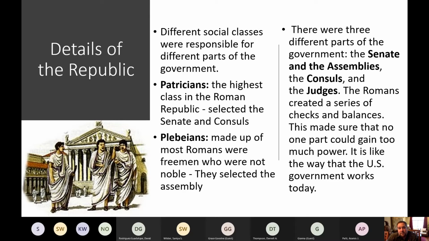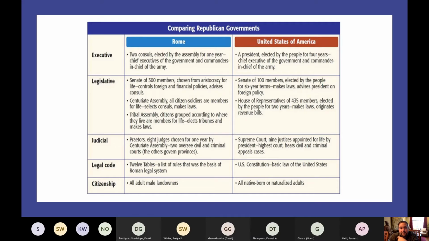There were three different parts of the government: the Senate and the assemblies, the councils, and the judges. The Romans created a series of checks and balances. This made sure that one part wouldn't get too powerful, right? It made sure that the councils wouldn't get more powerful than the Senate, or the judges wouldn't get more powerful than the councils, right? It kept them all at the same level of power. And the United States has that same system today.